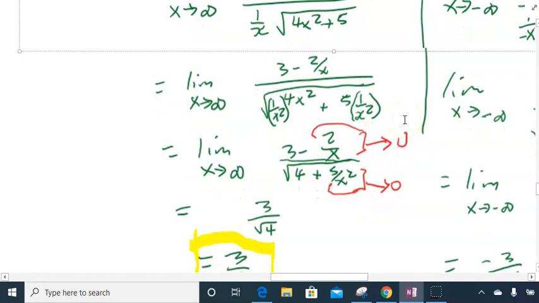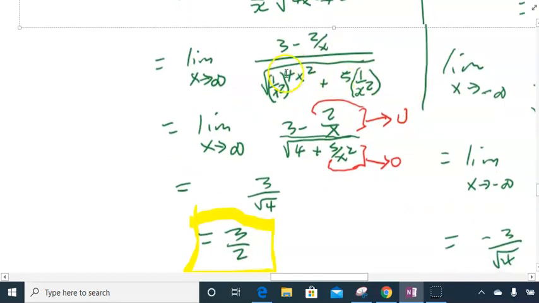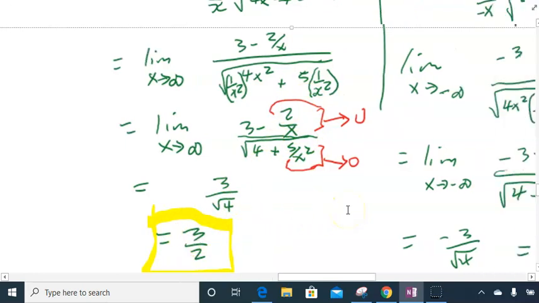And then we try to simplify that algebraically. So that becomes the limit as x approaches infinity of 3 minus 2 over x, over the square root of 4 plus 5 over x squared. And notice what is happening as x approaches infinity. The 2 over x will be going off to 0. 5 over x squared will be going off to 0. So we are left with 3 over radical 4, because these two parts went off to 0. So that will be 3 over 2.